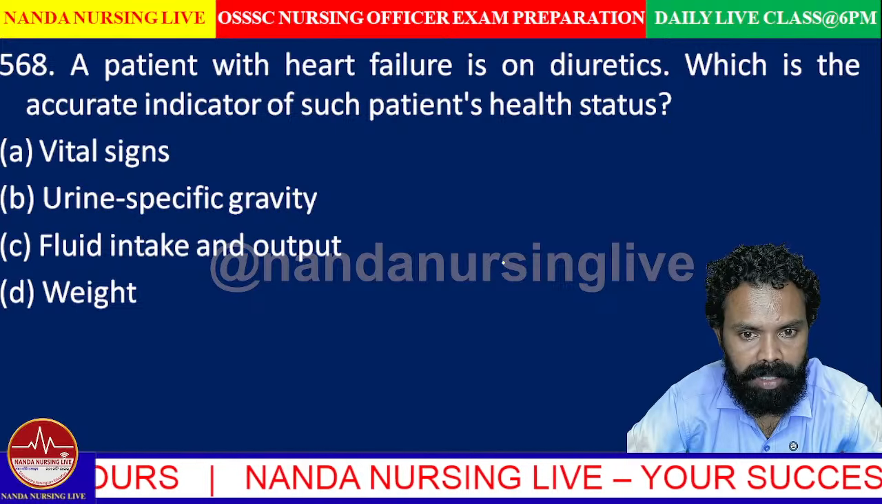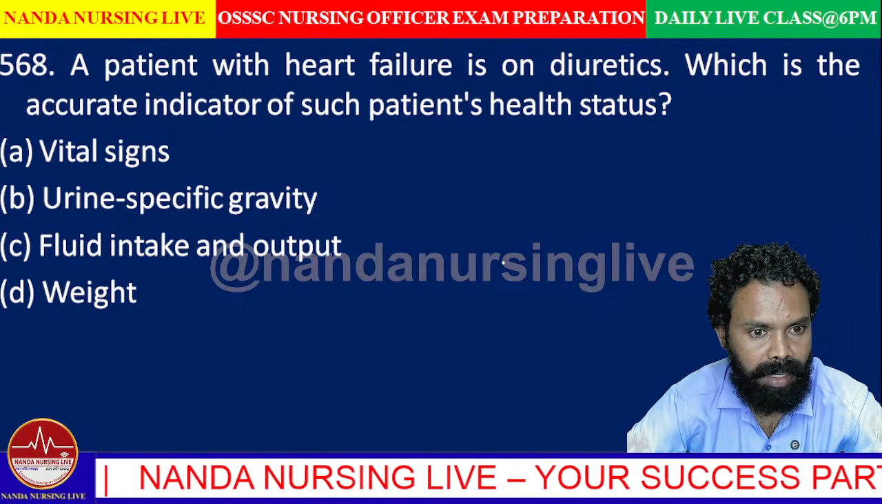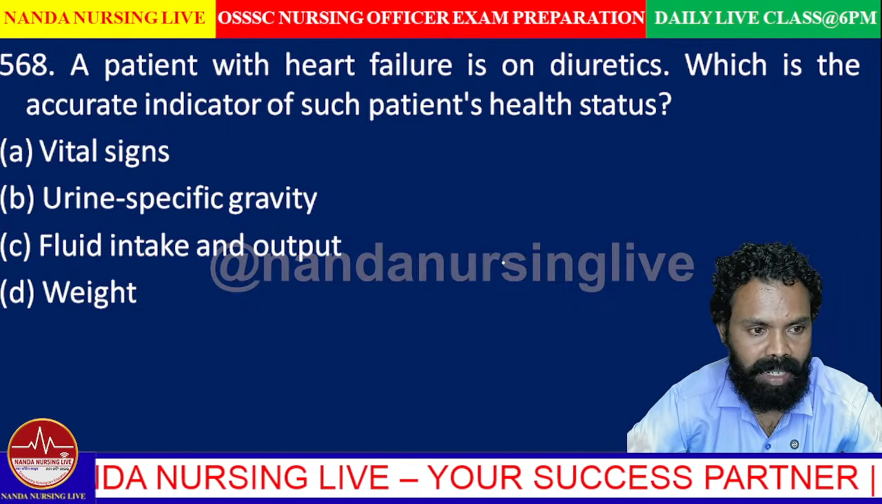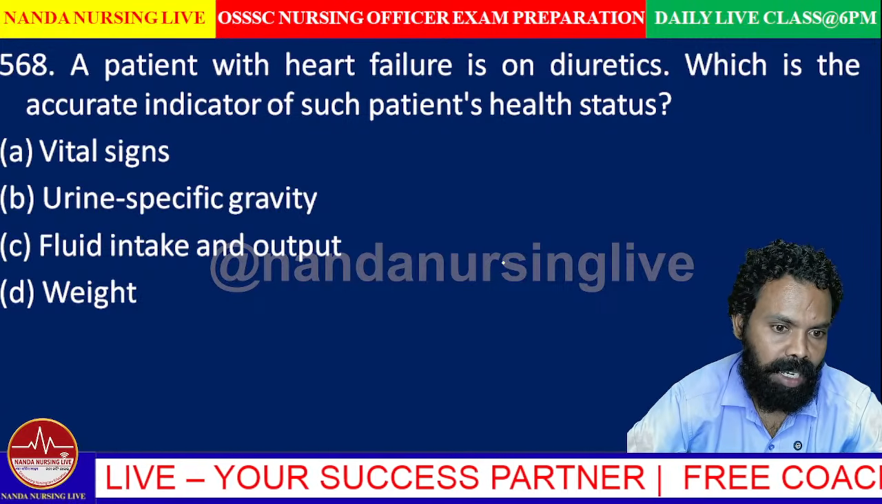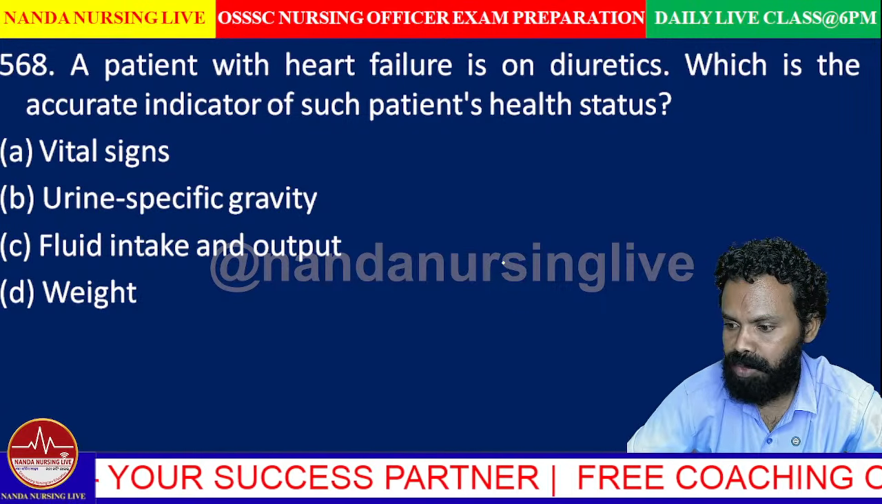A patient with heart failure is on diuretics, which is the accurate indicator of such a patient's health status? Option A, vital signs; option B, urine specific gravity; option C, fluid intake and output; option D, weight. So which option is the correct answer?